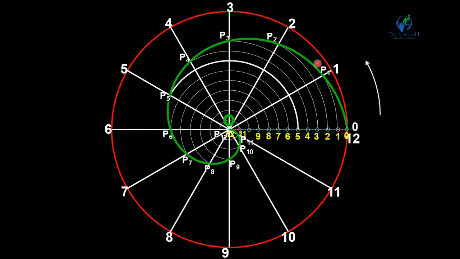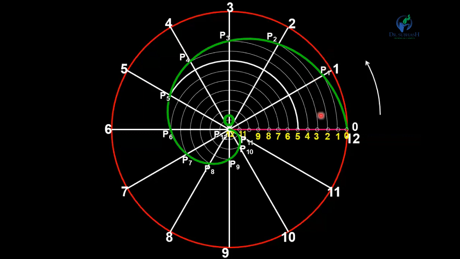So this curve is known as an Archimedean spiral. Okay. Now let us understand by one more example.